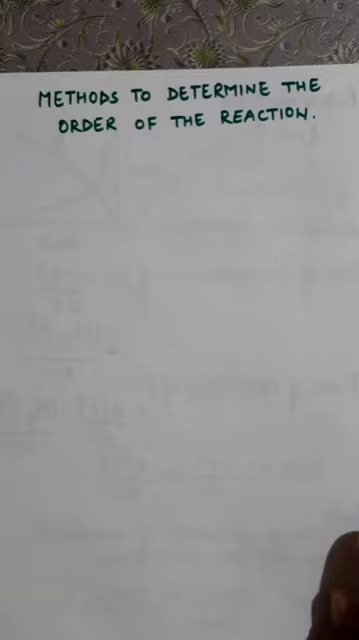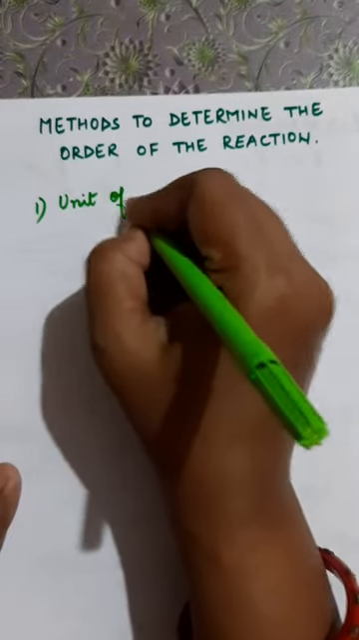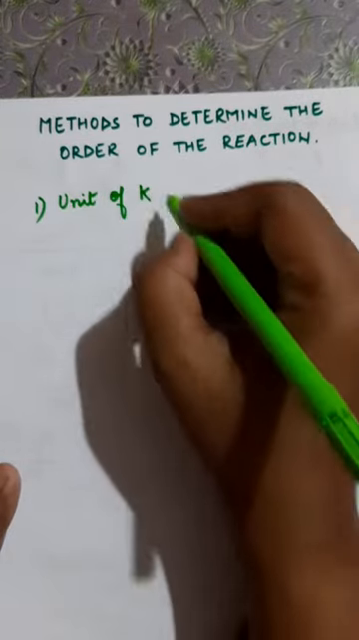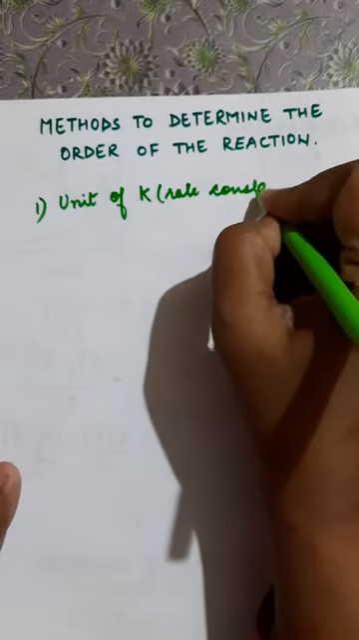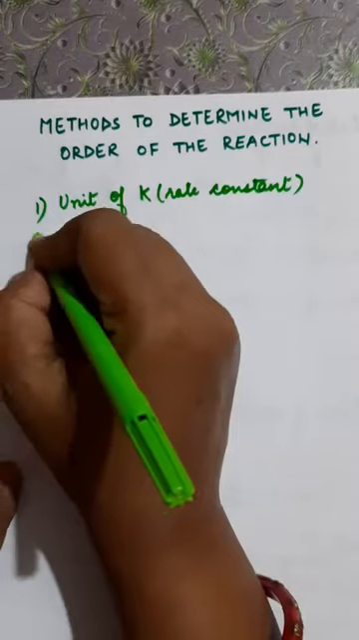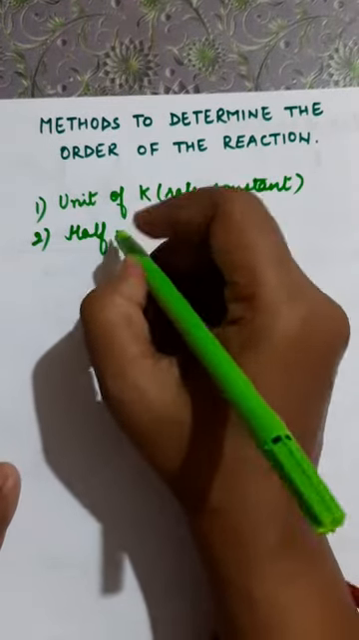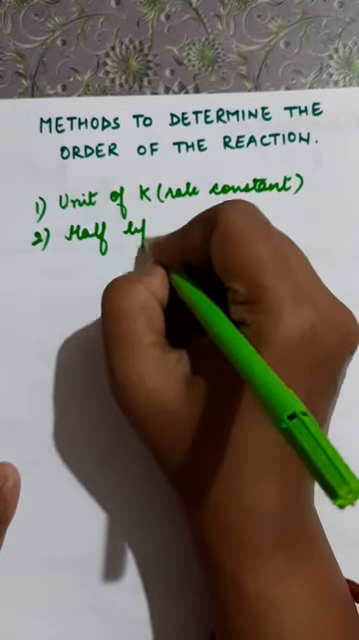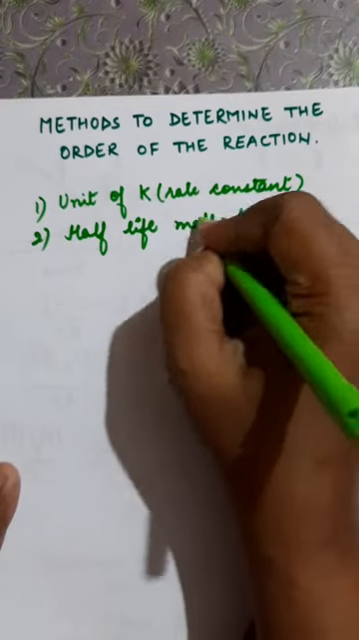Now there are different methods by which we can find out the order of the reaction. In this video we will discuss these different methods in detail. So first one is unit of K. From the unit of K, that is rate constant, you can find out the order of reaction. Second method is half-life method. From the half-life values given at different initial concentration, you can find out the order of the reaction.